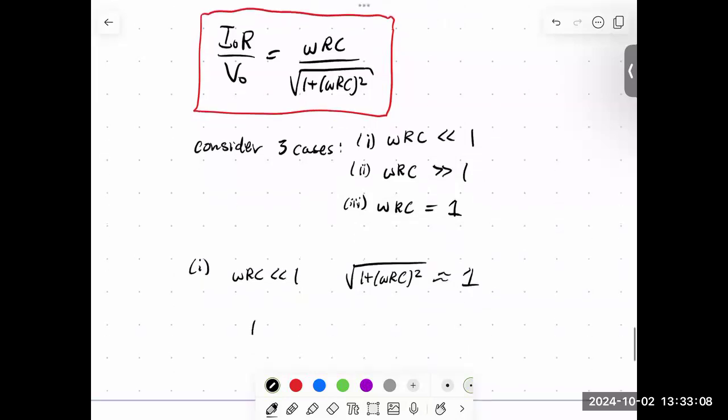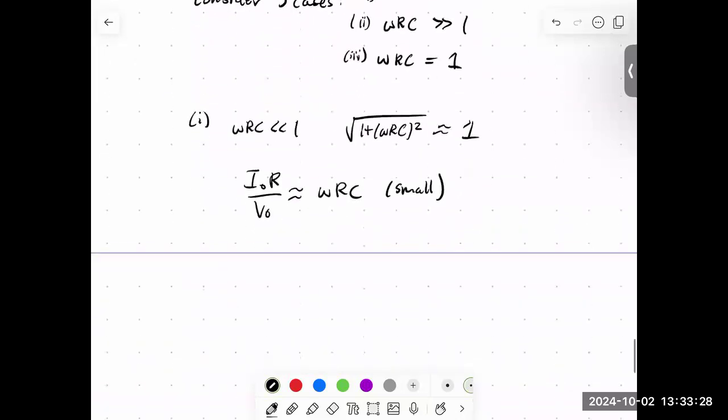So in that case, this ratio of amplitudes is just going to be omega RC. And we already know that this is a small number, so we maybe emphasize that this is small. We're going to do the other cases.